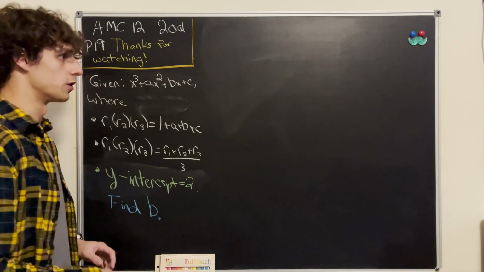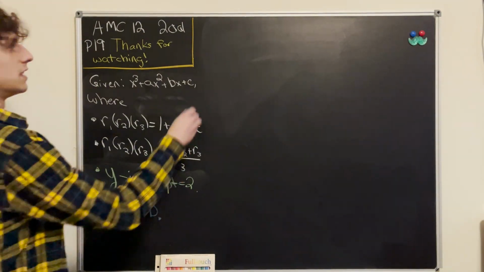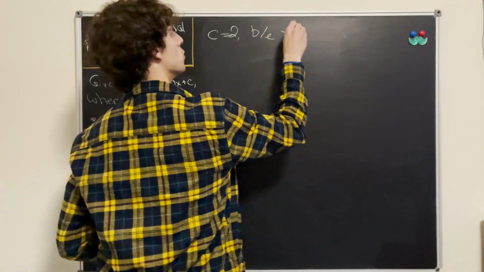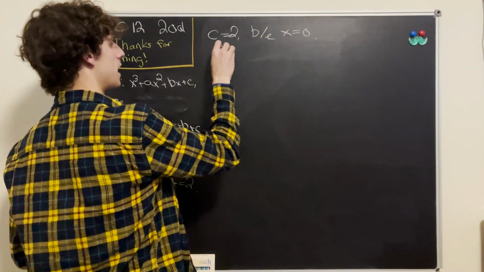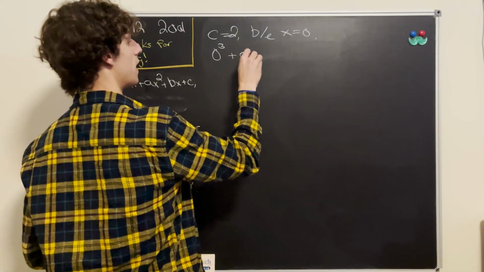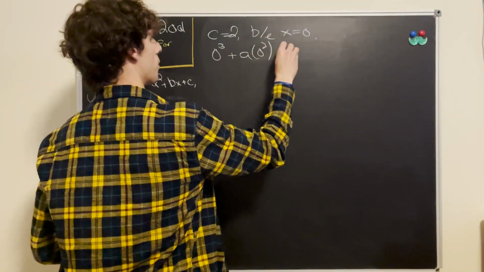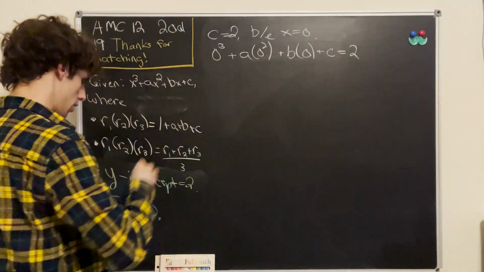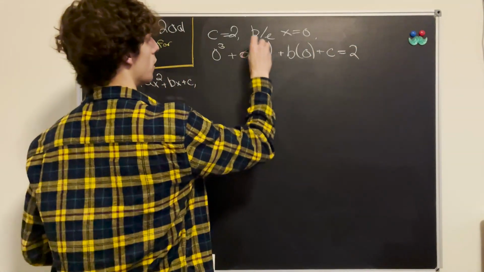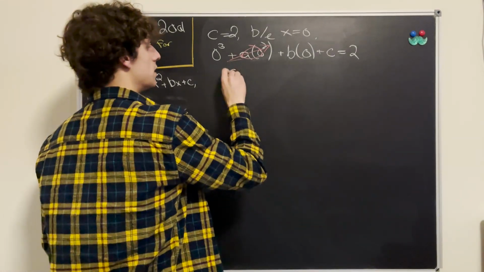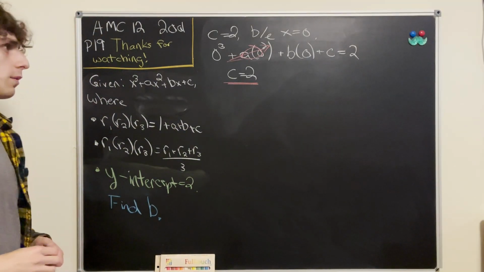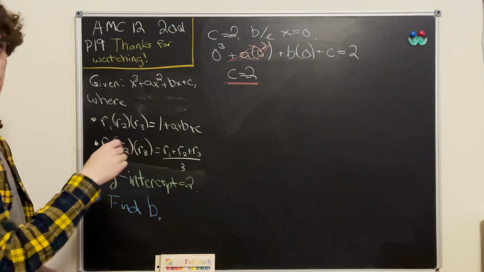So let's jump into the solution. First, what we want to do is note that c is equal to 2, because when x equals 0, the polynomial is as follows: 0 cubed plus a 0 squared plus b times 0 plus c, which is equal to 2. But then all of this stuff here just goes to 0, and that leaves us with c equals 2. So that is our first fact that we're going to be working with. I'm going to just bring this up to the top and erase the rest of this stuff.